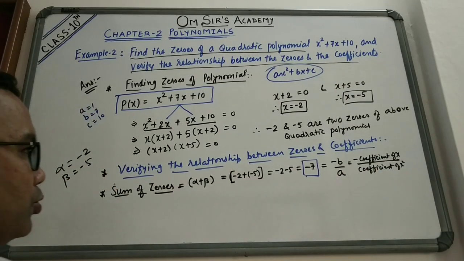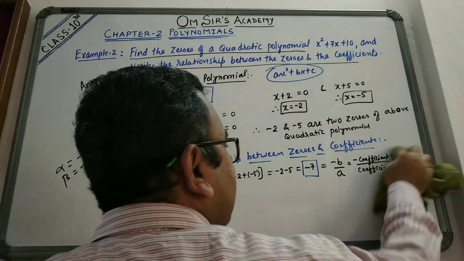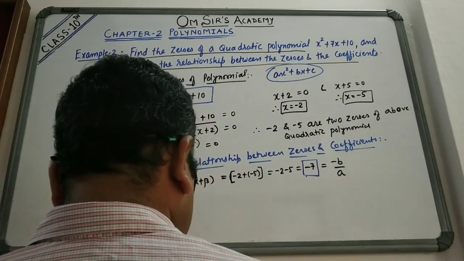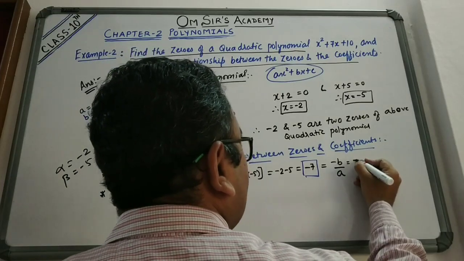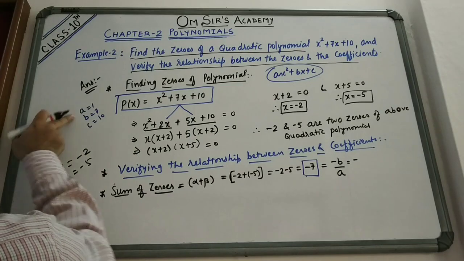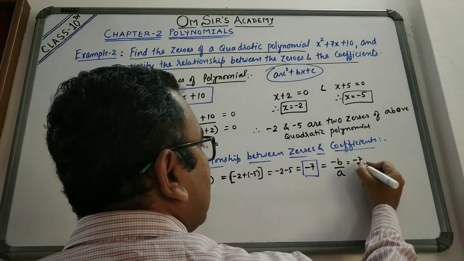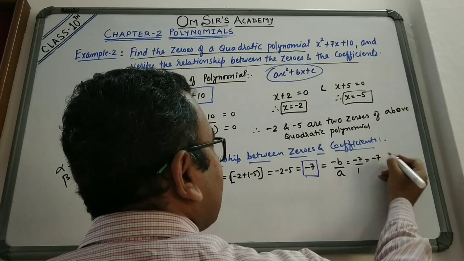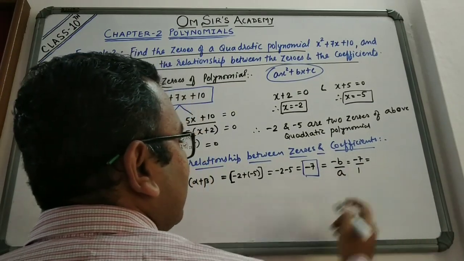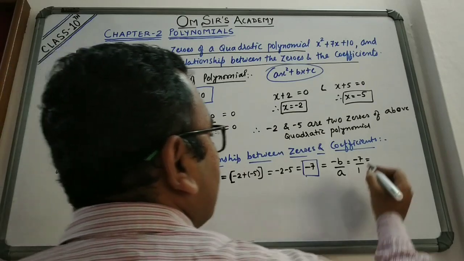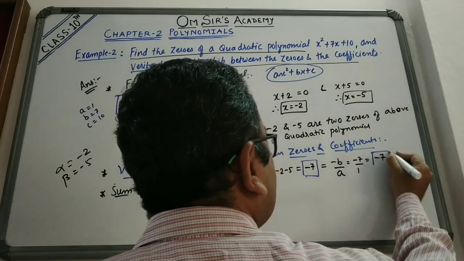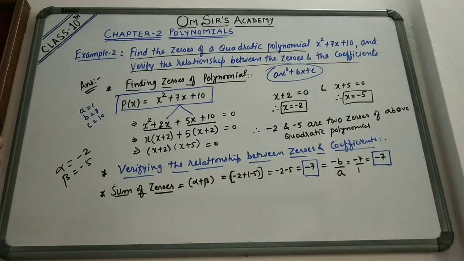Is it clear? So I can write it as minus b upon a is equal to minus, what is my b over here? 7. And what is a over here? 1. So minus 7 upon 1, that is minus 7. Is it clear? So -7 upon 1 is equal to -7. And that's why here my relationship is verified.